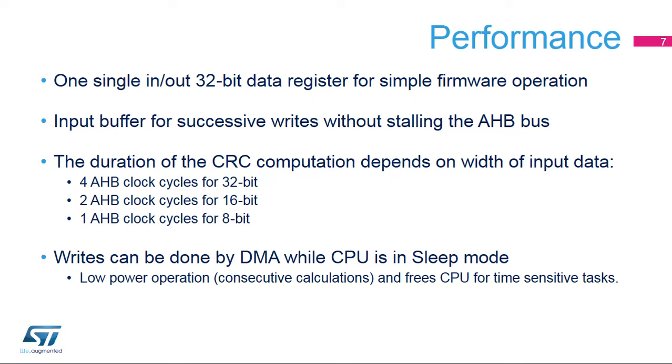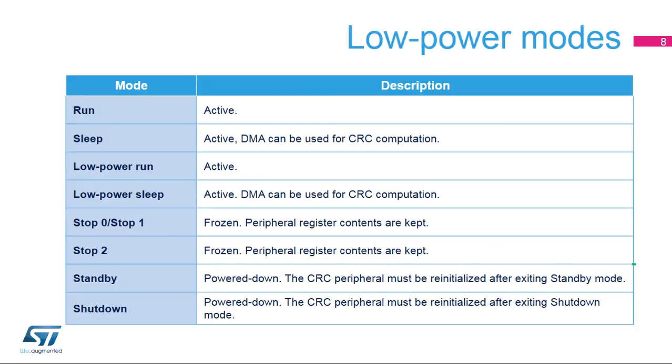DMA can be used for writing to the CRC engine. This offloads the CPU for other tasks and can be used for back-to-back calculations for verifying code or data integrity. This shows a summary of the power modes in which the CRC peripheral is available. The CRC peripheral needs the main AHB clock to operate.